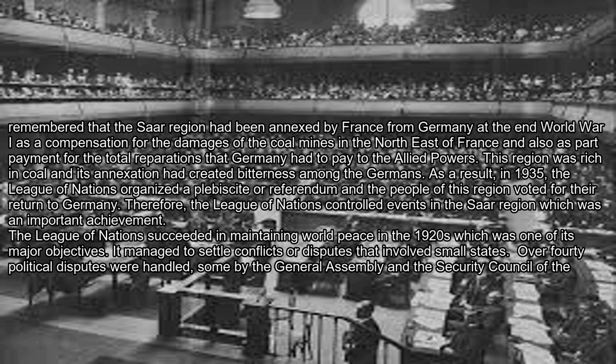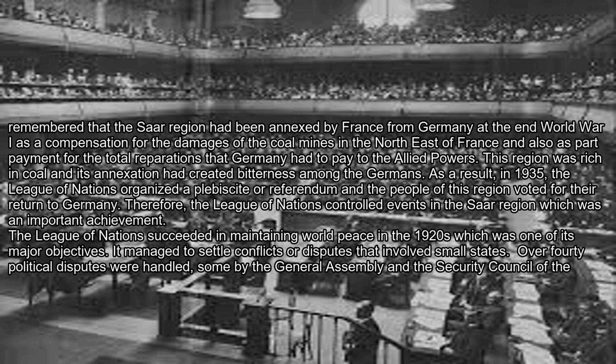This region was rich in coal and its annexation had created bitterness among the Germans. As a result, in 1935 the League of Nations organized a plebiscite or referendum and the people of this region voted for their return to Germany. Therefore, the League of Nations controlled events in the Saar region, which was an important achievement.